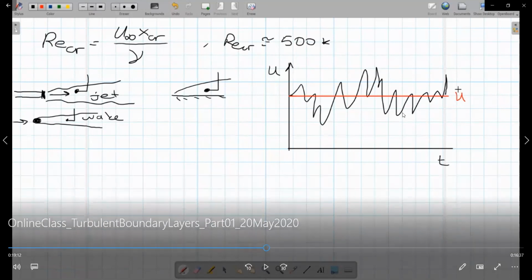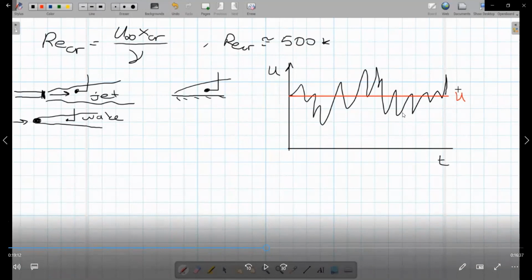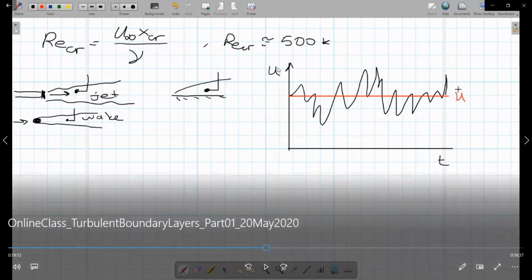Now, what we are doing is dealing with steady turbulent flows. So we are assuming, yes, we know our instantaneous velocity is fluctuating, but the average velocity is not changing in time at any point within these turbulent flows, whether it's a jet flow or a wake flow or a boundary layer flow. Okay?